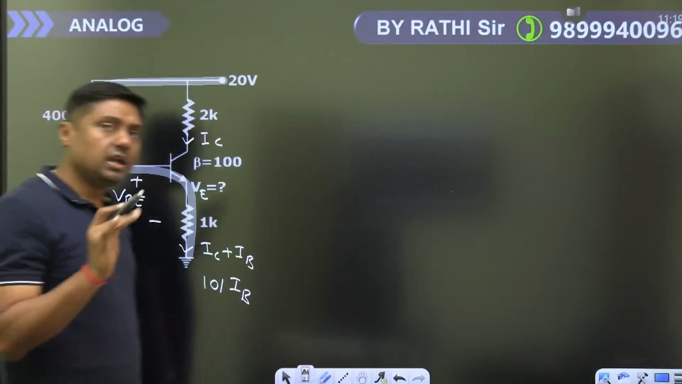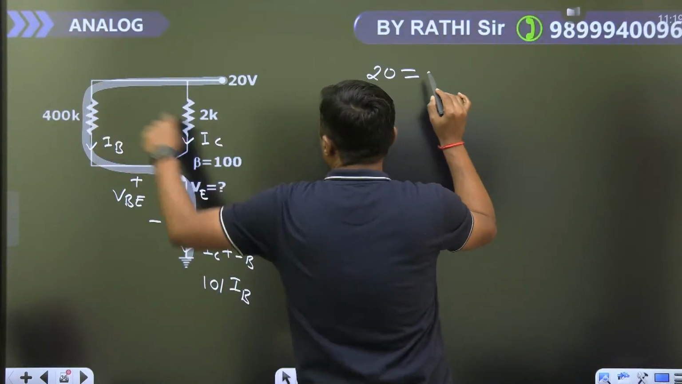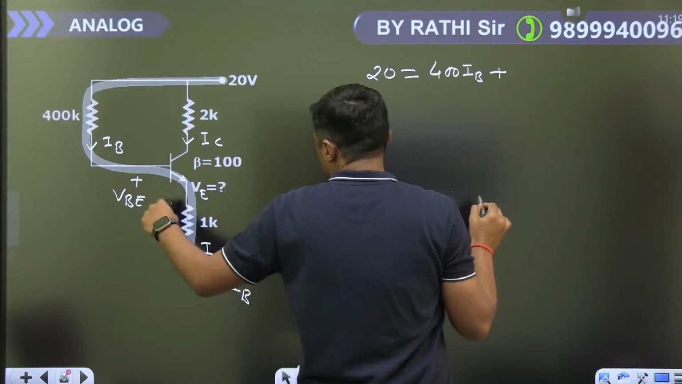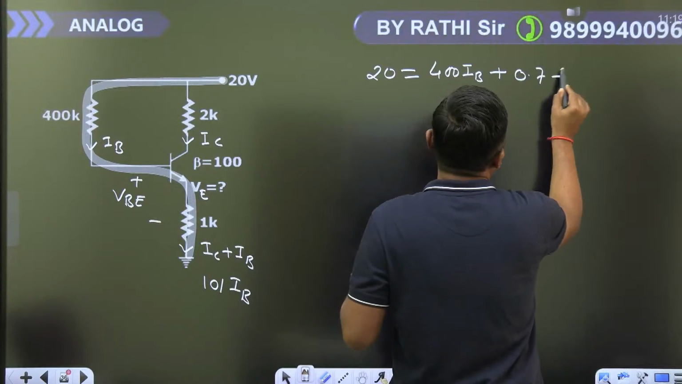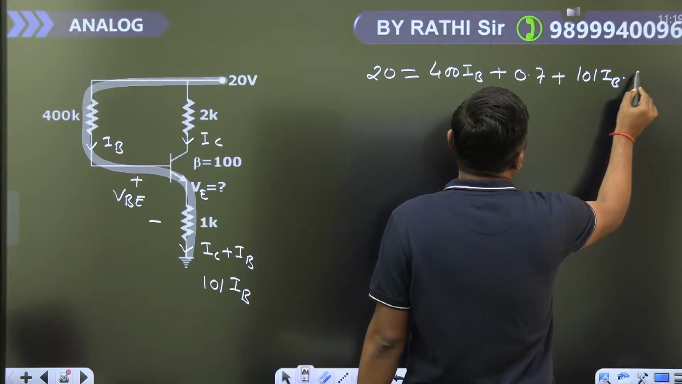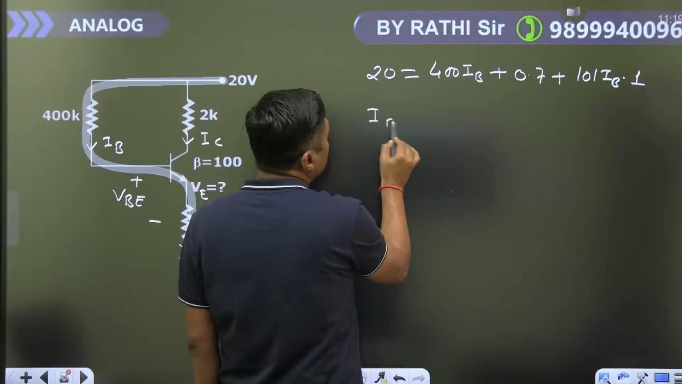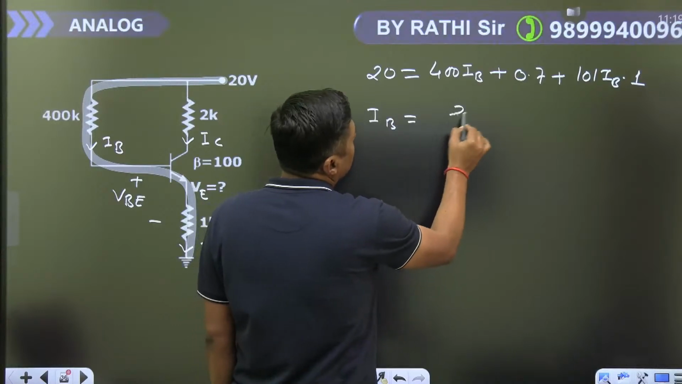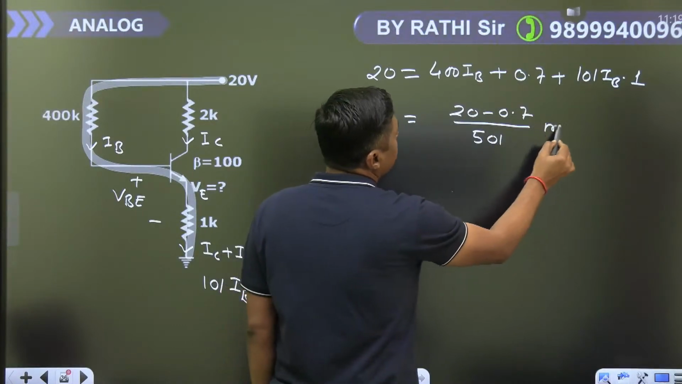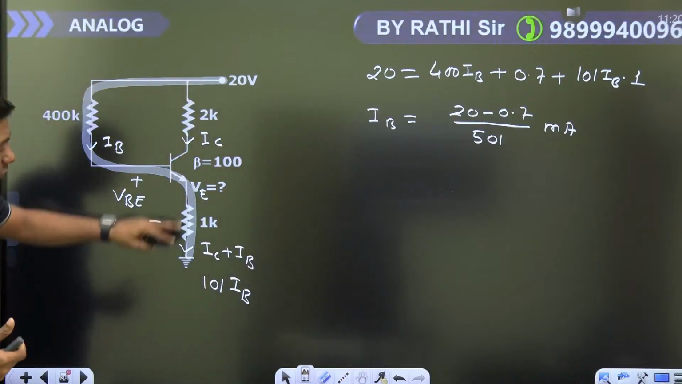So don't be afraid, in electrical we need questions like this. 20 volt is equal to IB into 400 IB plus 0.7 VBE plus 101 times IB into 1 kilo ohm. This is the 1 kilo ohm. Then IB is equal to (20 minus 0.7) upon 501 milliampere. Right, 501 milliampere. Now you have to find the value of VE.